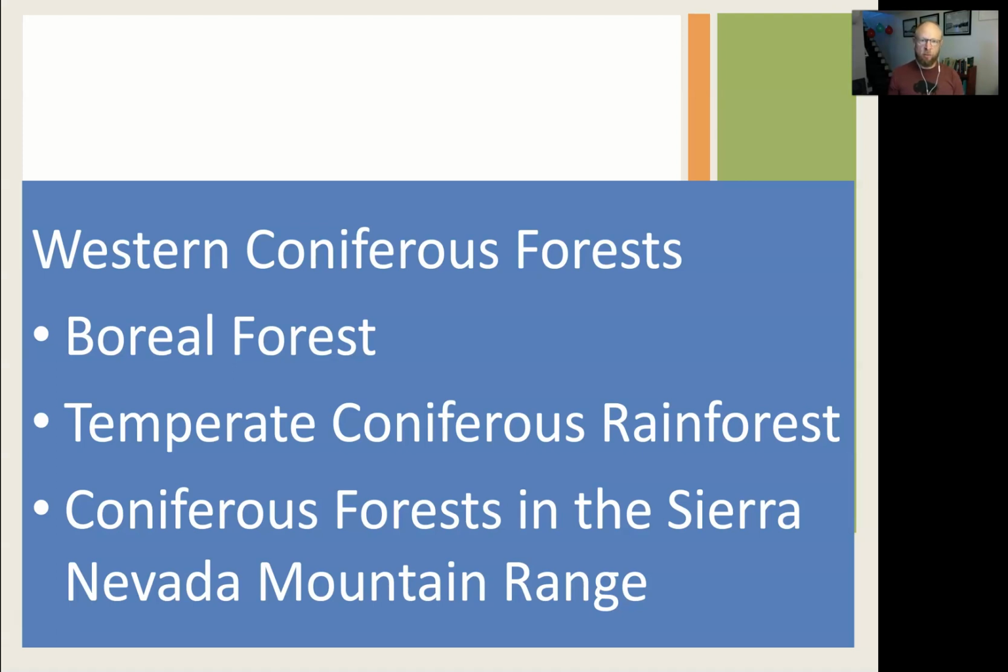I'm going to talk about three examples of coniferous forest in the Western US. And as you look at the Western part of North America in general, these three types of forest really capture the majority of the forest cover types out there. Certainly there's variations on this, but these really capture the majority of what's dominating the landscape. So I'll talk about the boreal forest and some of the important aspects of that forest cover type, talk about temperate coniferous rainforests, and then I'll talk about the coniferous forest in the Sierra Nevada mountain range. So let's just get going.